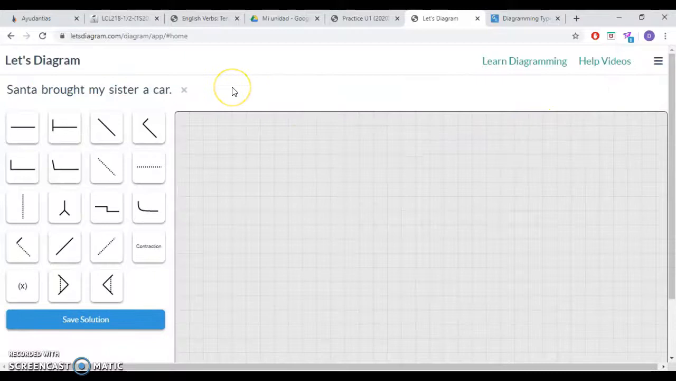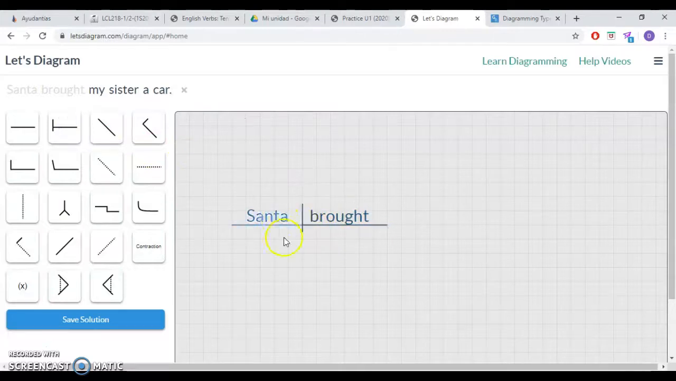We're going to diagram that, and we do the same for the first two elements. Santa as the subject, we place Santa here. Brought is the verb, so we drag it here, always remembering the line. And now we have two elements, and for the transitive verbs, you have to ask yourself two questions. What is being brought, and who is receiving that object? Okay, those are the two questions that you have to ask yourself.